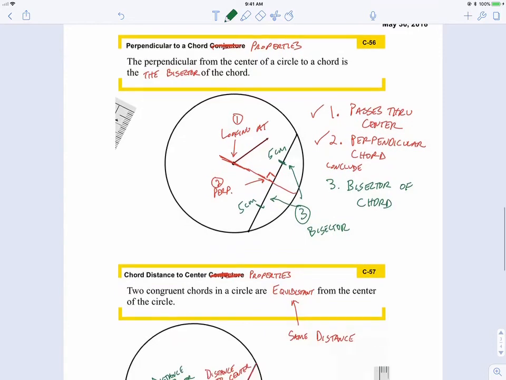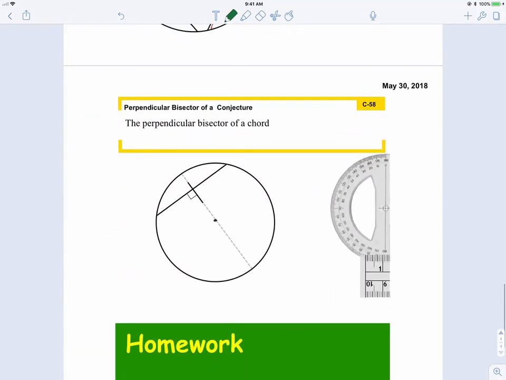Okay, in fact, these three conditions, if any two of them are met, the third one can be concluded. So I've got this bisector idea, the perpendicular idea, and then it passes through the center. So I can use them in any combination. If I know two of them, the third one must hold. That's what this other conjecture, or I'm sorry, we're calling them properties, is about. It's really the same thing. The perpendicular bisector of a chord passes through the center of the circle.